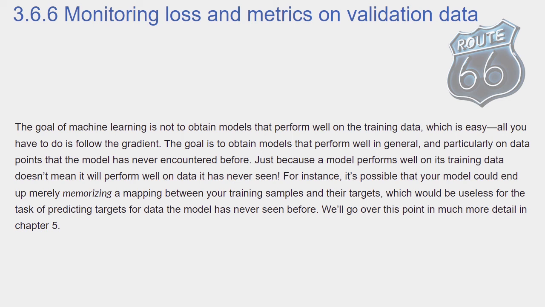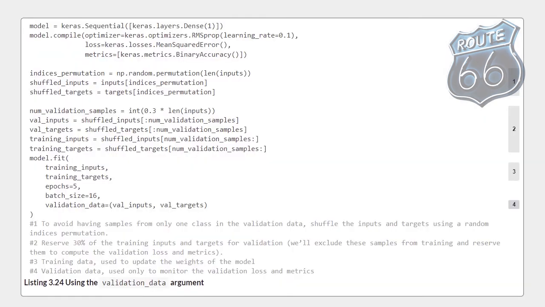For instance, it's possible that your model could end up merely memorizing a mapping between your training samples and their targets, which would be useless for the task of predicting targets for data the model has never seen before. We'll go over this point in much more detail in Chapter 5. To keep an eye on how the model does on new data, it's standard practice to reserve a subset of training data as validation data. You won't be training the model on this data, but you will use it to compute a loss value and metrics value.